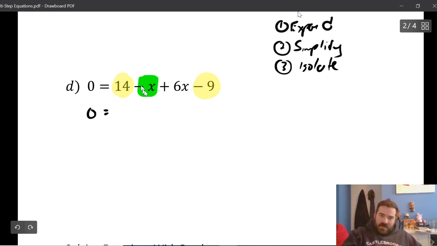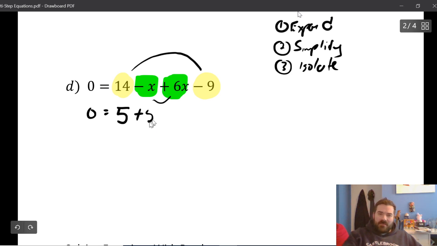All right, there's an x to the power of 1 term, and there's also an x to the power of 1 term here. So let's collect our like terms by adding and subtracting. So this is 14 minus 9. So 14 minus 9 is going to give me positive 5. And then negative x plus 6x, that's going to give me positive 5x. Great, so I have 0 is equal to 5 plus 5x. Now I can move on to my last step, which is isolating.